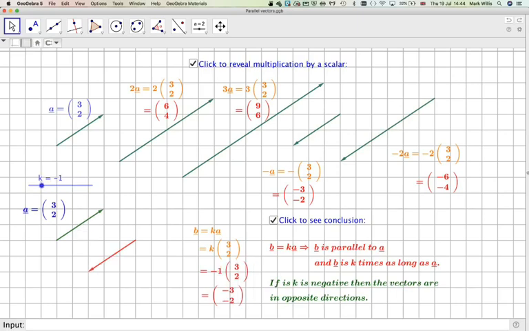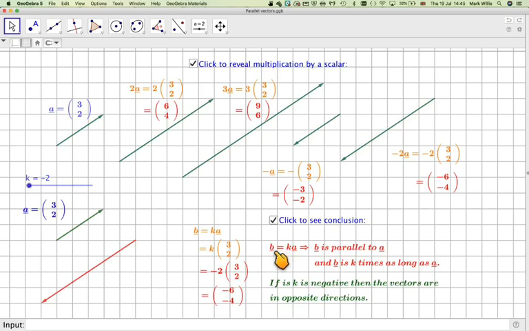Minus 1, same length as the original vector, but going in the opposite direction, and again the two vectors are parallel. And again this is now twice the length of the original vector, but because it's minus 2 it's going in the opposite direction, so you get all the values here. All you need to do is take the scalar and multiply each component of the vector by that scalar.